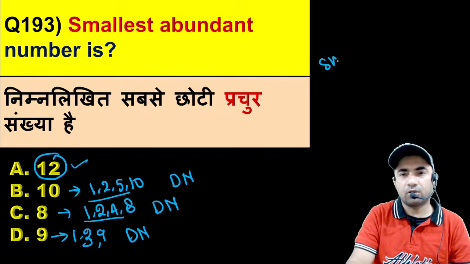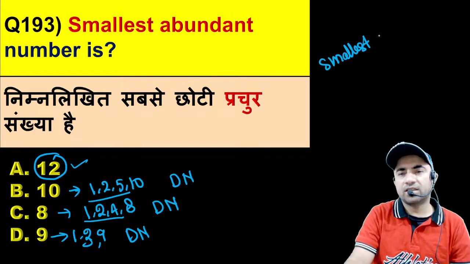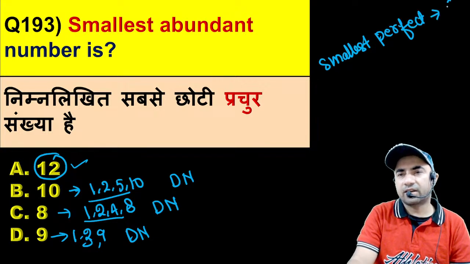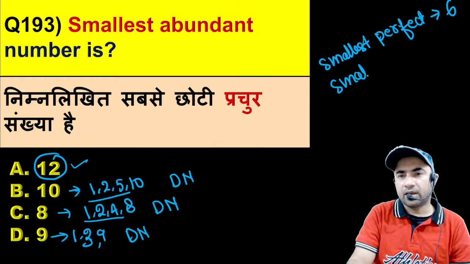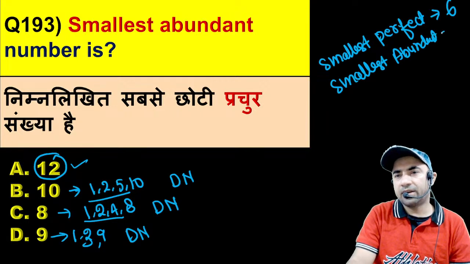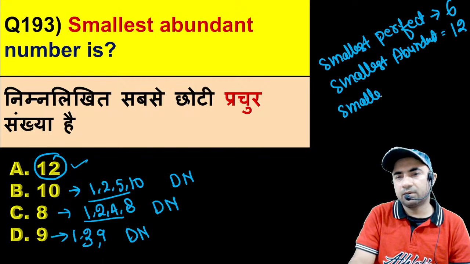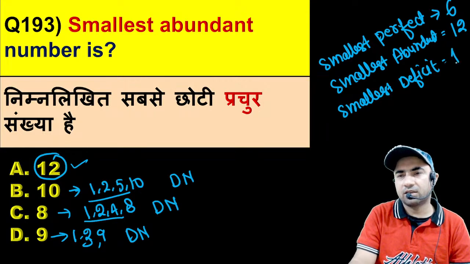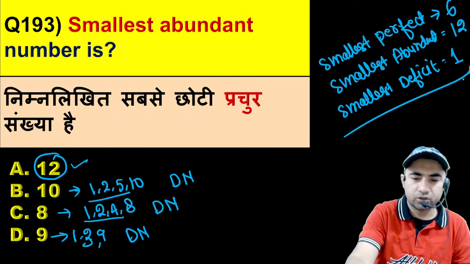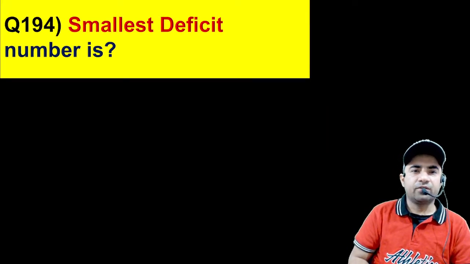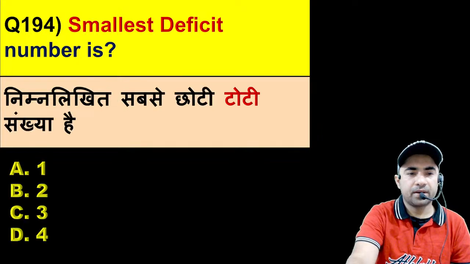Just write it down. The smallest perfect number, we already discussed in our yesterday's session, is 6. And the smallest abundant number is just double of 6, that means 12. And the smallest deficit number is 1. Just remember these numbers. Next question, question number 194. The smallest deficit number is.